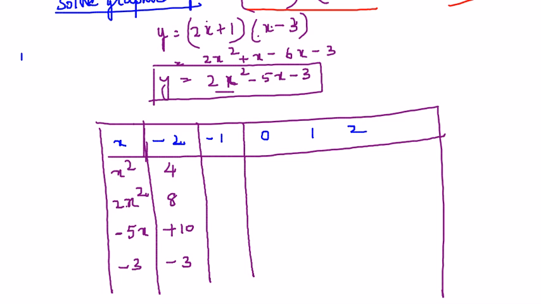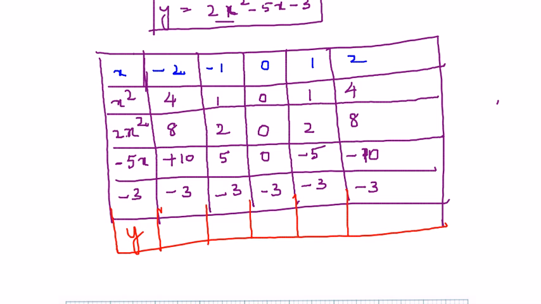Likewise, you do it for minus 1 as well. So x squared is going to be 1, 2x squared will be just 2, plus 5, and this remains as minus 3. Likewise you do for 0, 1, 2, and then we will check the answers. Now you can pause the video here and check the answers.